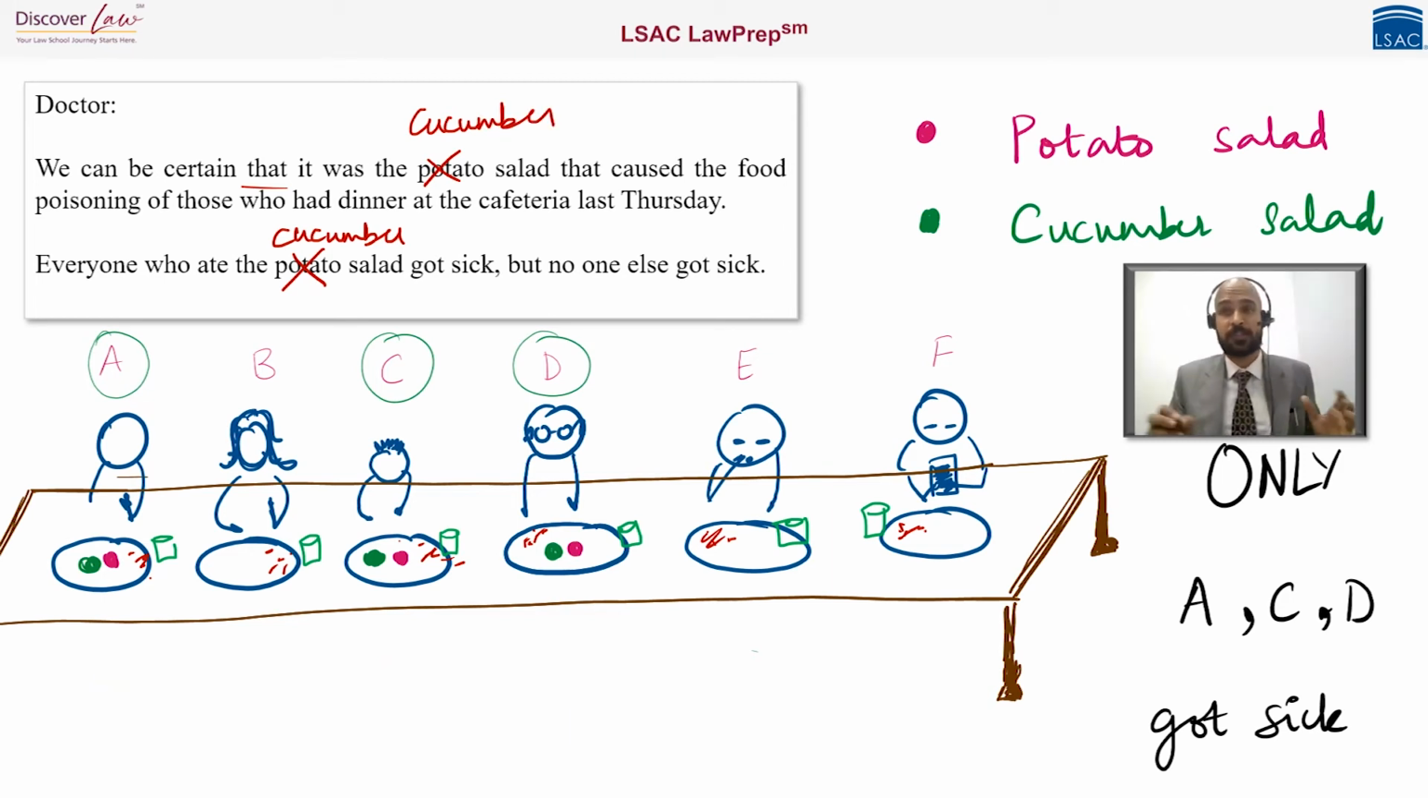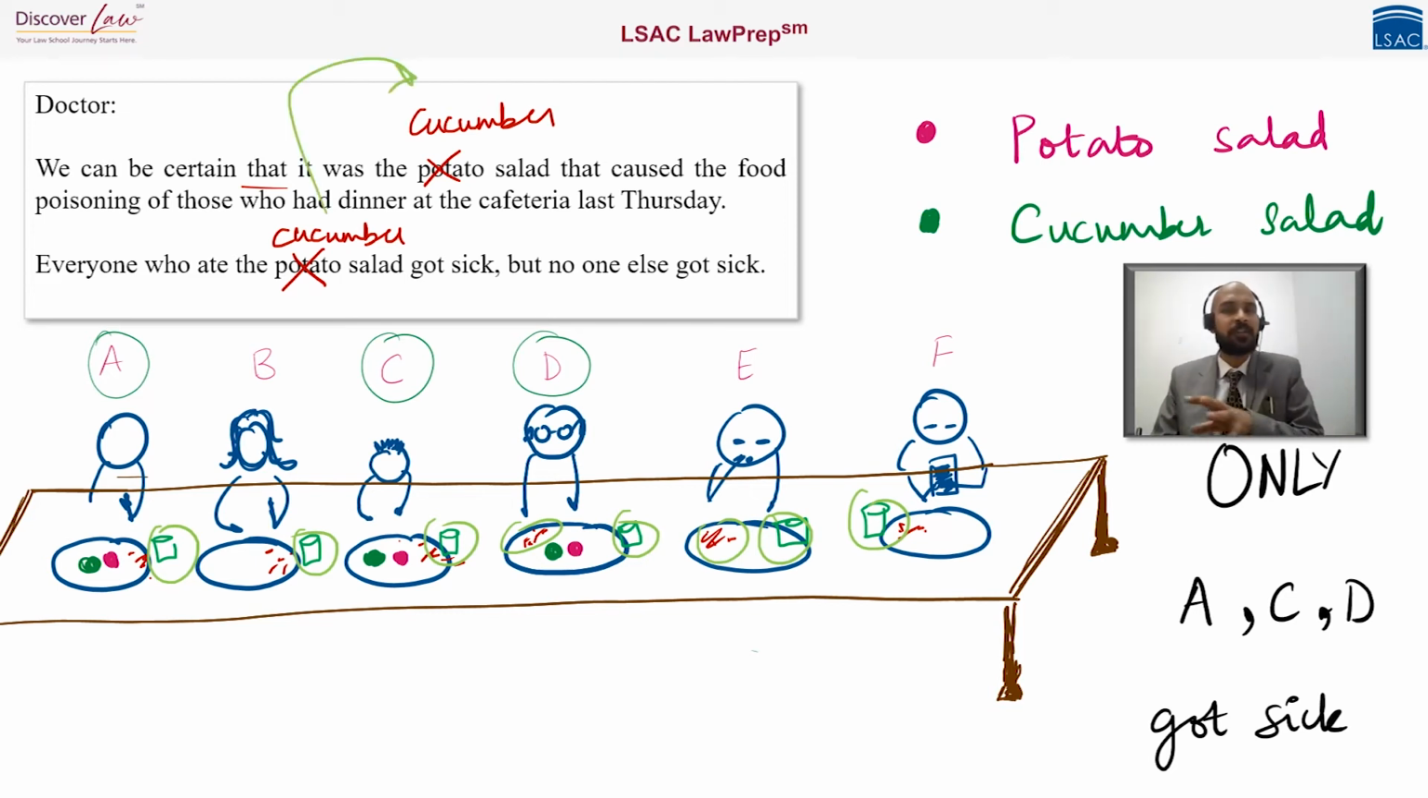Fair? You cannot know in this arrangement whether it was the potato salad or the cucumber salad. Definitely you know it was not the lassi, because everyone had lassi and only 3 people fell sick. Definitely it's not the roti or the rice, because everybody ate rice and nobody fell sick. But in deciding whether it was potato or cucumber, you have really nothing to choose. So what is the assumption in here?